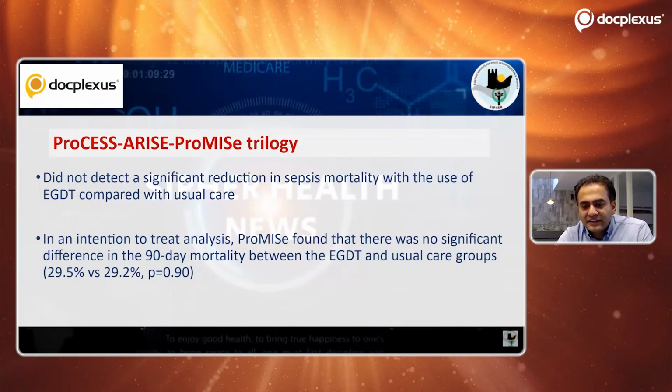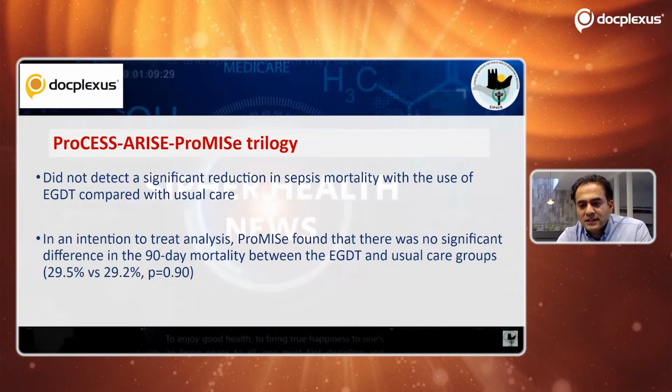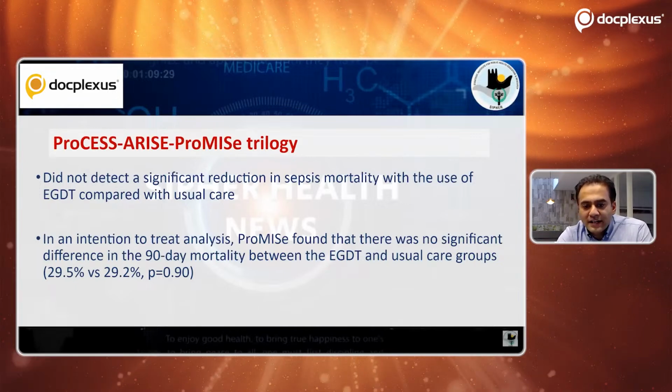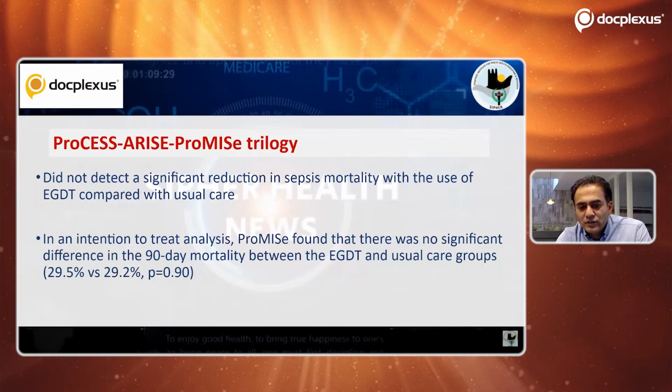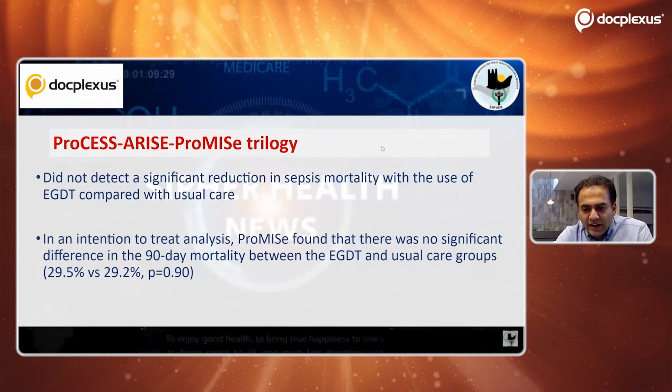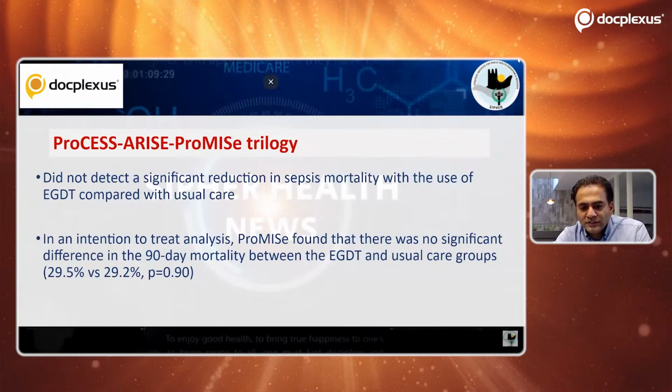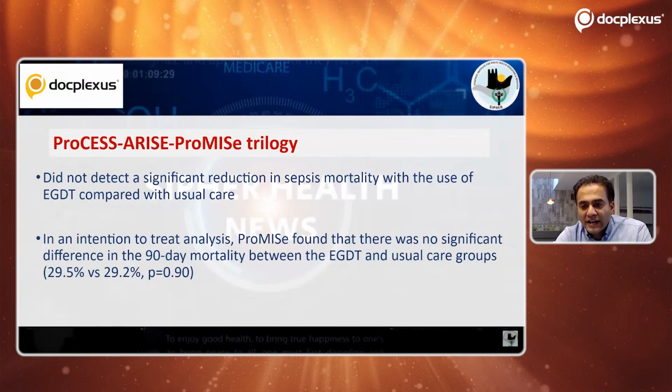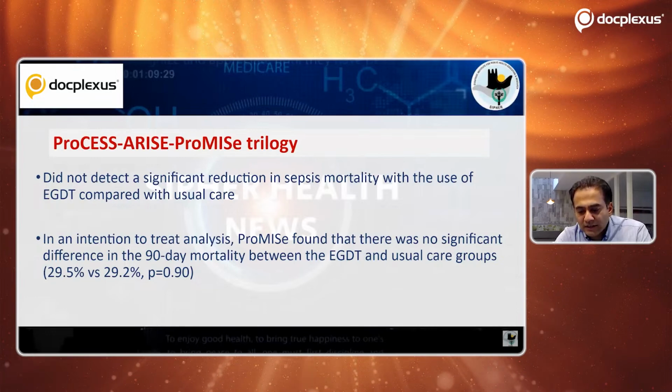Now, after that, we thought we had achieved control over sepsis. Then three trials came: the ProCESS, the ARISE trial, and the ProMISe trial, and the trilogy. What they said was, they did not detect a significant reduction in sepsis mortality with the use of EGDT compared to usual care. So if we use usual care and don't follow the set of protocols given by EGDT, there was no mortality benefit. And in an intention-to-treat analysis also, ProMISe found no significant mortality benefit between EGDT and usual care. And the meta-analysis, the PRISM, also said the same thing.